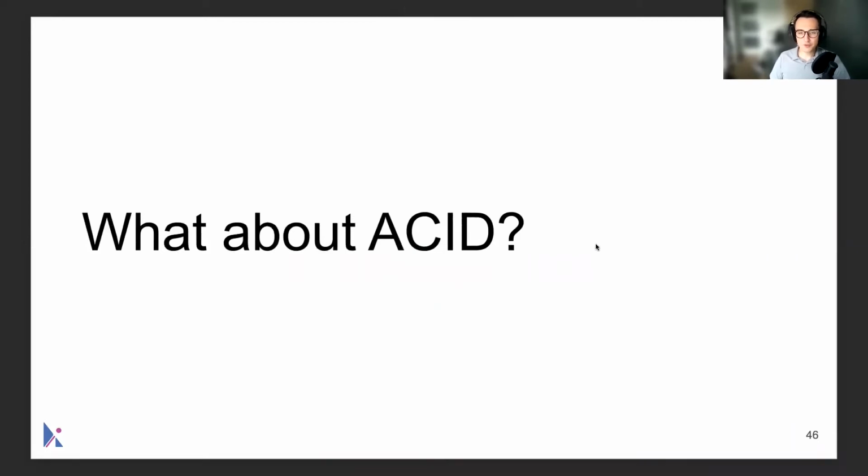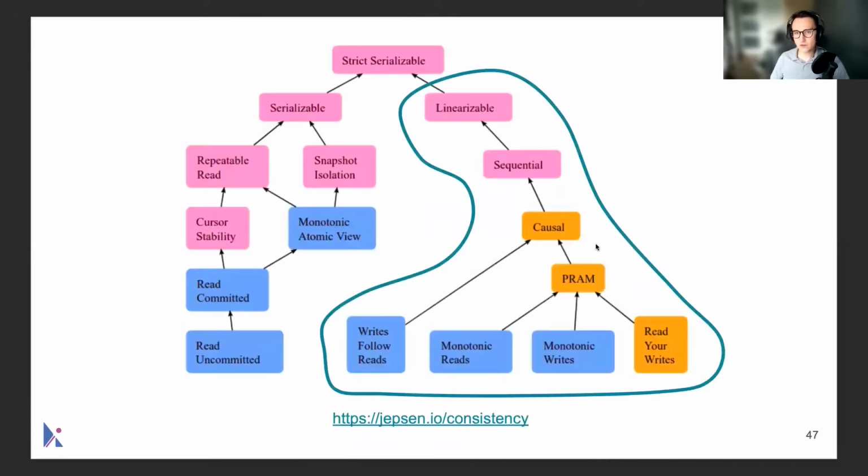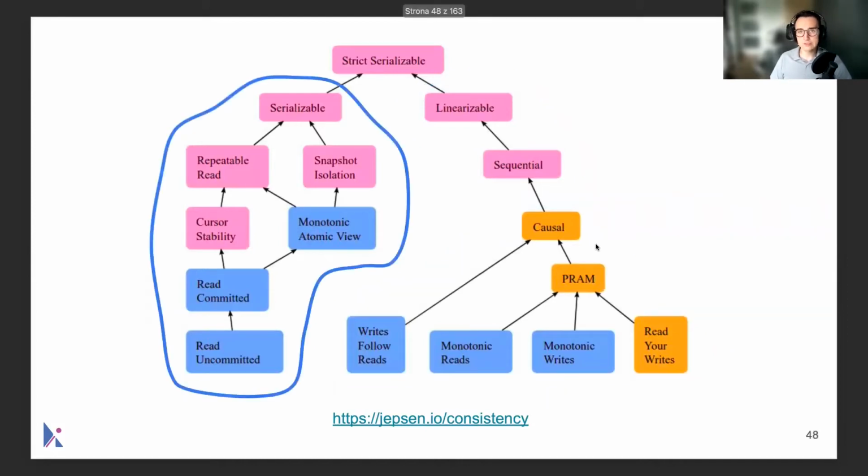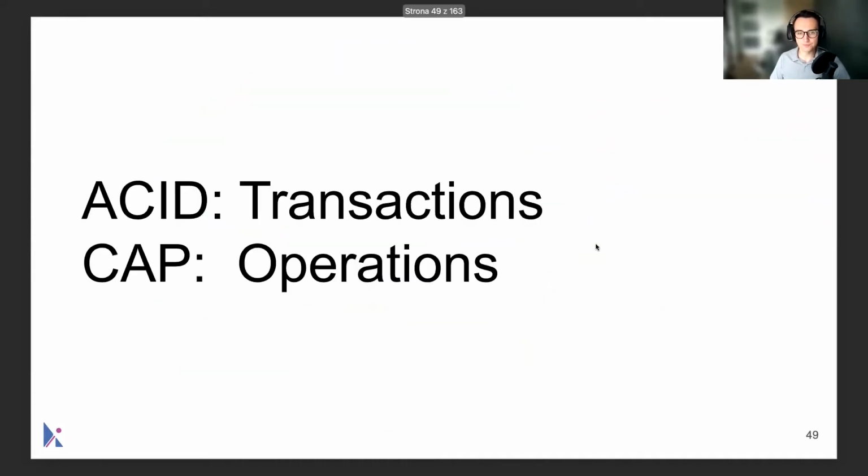But speaking about consistency, somebody has to ask me about ACID. So what about ACID? How does ACID fit into the CAP theorem? If we take a look one more time at the hierarchy of the consistency models, we will see that linearizability is on a completely separate subtree than the transaction isolation levels. So this suggests that there is a slight difference between those two. And one of the reasons is that ACID is about transactions, while the CAP theorem is about operations.